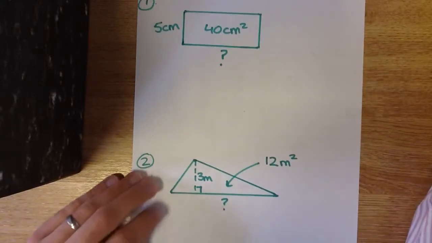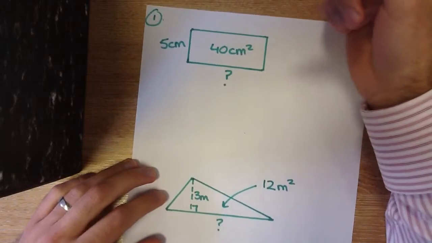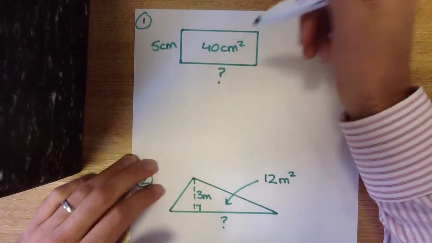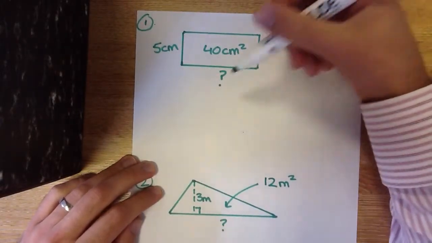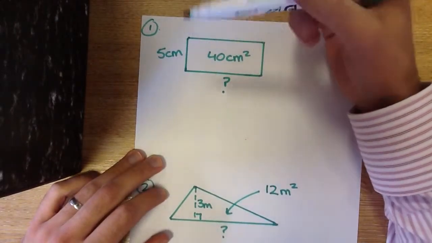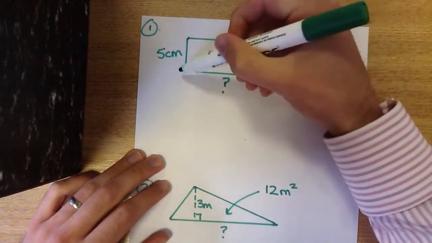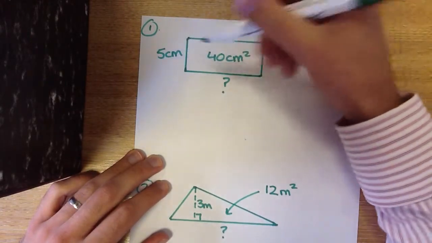Some extension work for you based on our work on area last week. In these questions, I've got the answer, I've got the area, and I need to find out a missing length. For example, in this rectangle, we know that to find the area of a rectangle, we do the base times by the perpendicular height, which will give me the area.